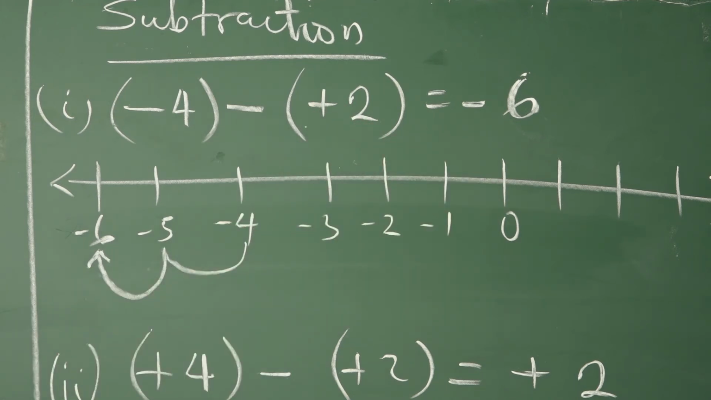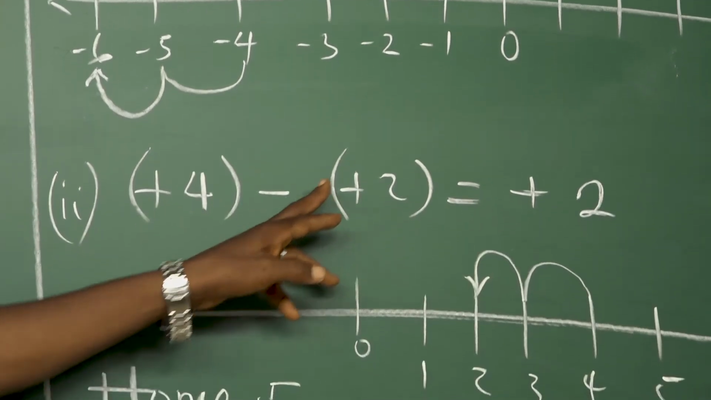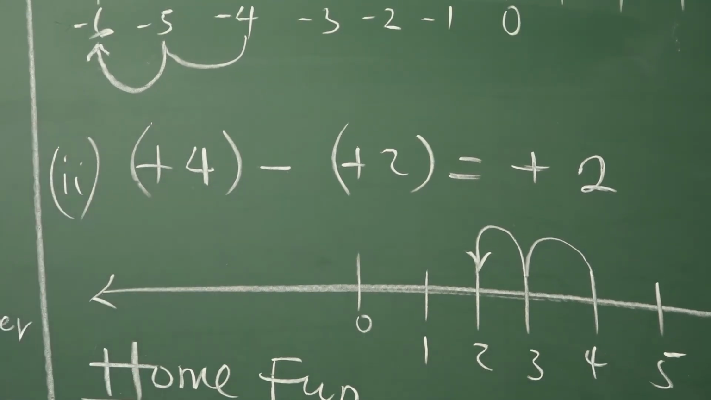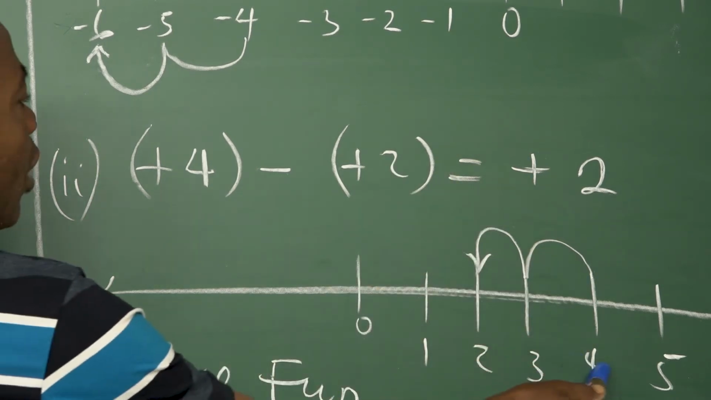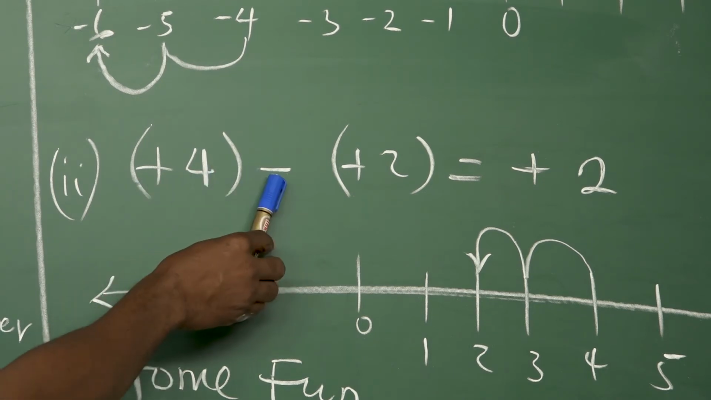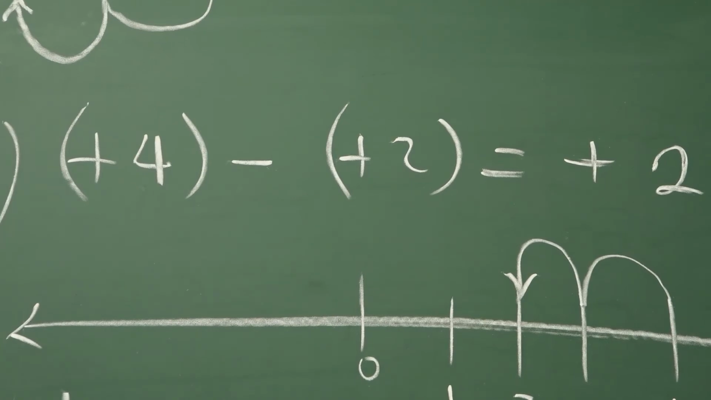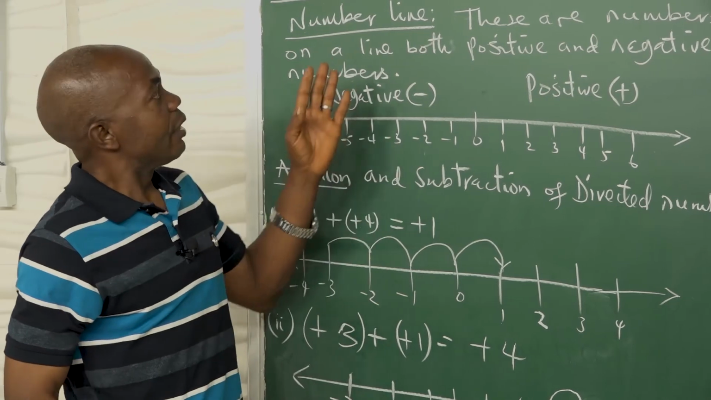Then we have the second example. Plus 4 minus plus 2. Then you go to plus 4. And when you go to plus 4, you are going to subtract 2. So from the 4, you count backward. 1 and 2. That's why the arrow is coming down to plus 2. So plus 4 minus plus 2 will give you plus 2. So these are a few examples we have in subtraction and addition of directed numbers.